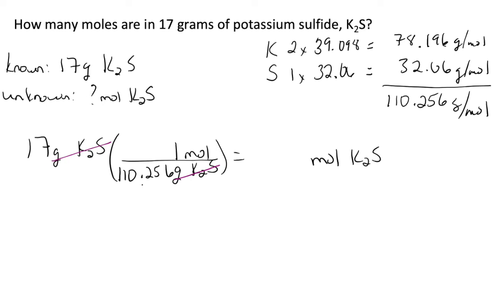Divided by 110.256, and that gives us 0.1541, and I think I can round to 9 right here. I have enough significant figures to go past 2. So the answer with the correct number of sig figs would be 0.15 moles of potassium sulfide, or in 17 grams of potassium sulfide.